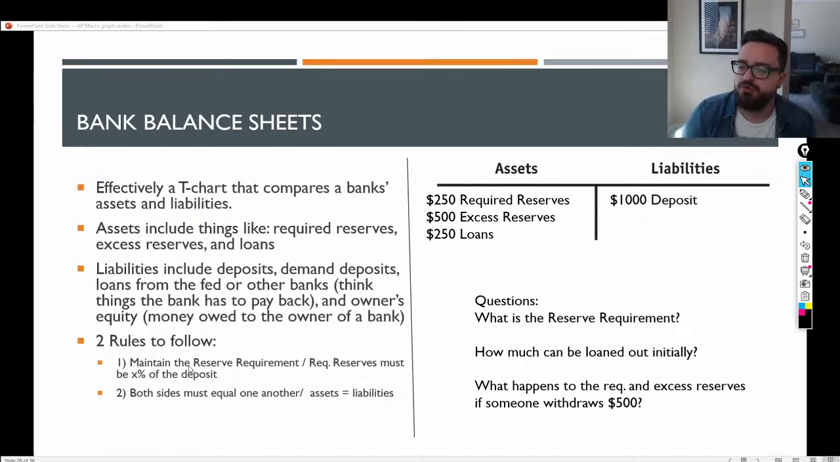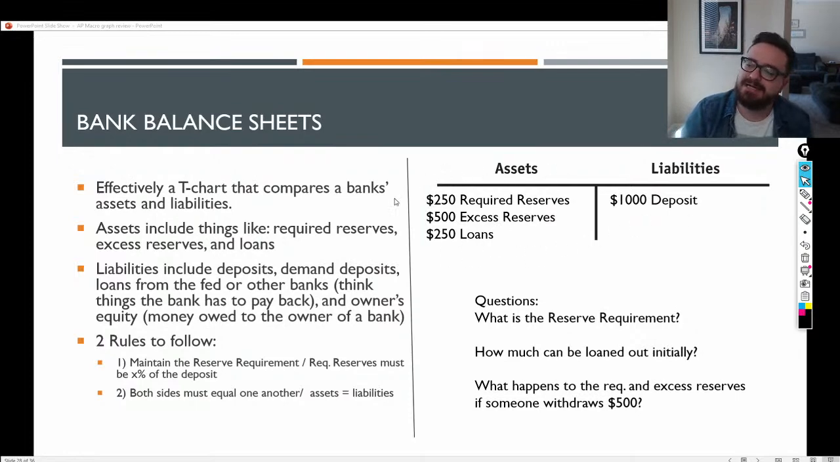There are 2 rules to follow. First rule, you have to maintain the reserve requirement, meaning your required reserves must be whatever percentage they're supposed to be of the deposit. So if your reserve requirement is 25%, then your required reserves have to always end up at 25% of your demand deposits, unless they change the reserve requirement. And the second one, both sides must equal one another. Assets must equal liabilities.